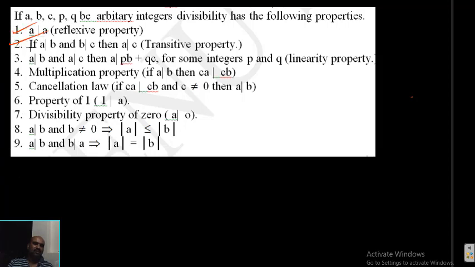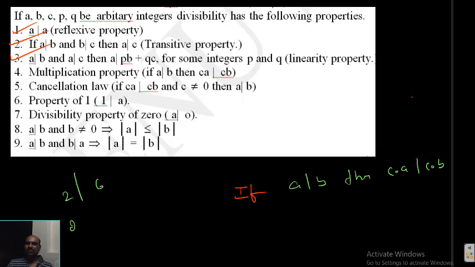First one completed, second completed, third also completed. Multiplication property. This is also important. If a divides b, then some integer into a divides that integer into b only. This is called multiplication property. For example, 2 divides 6 means 2 into 3 also divides 6 into 3 only, no? 6 divides 18, correct only, no?